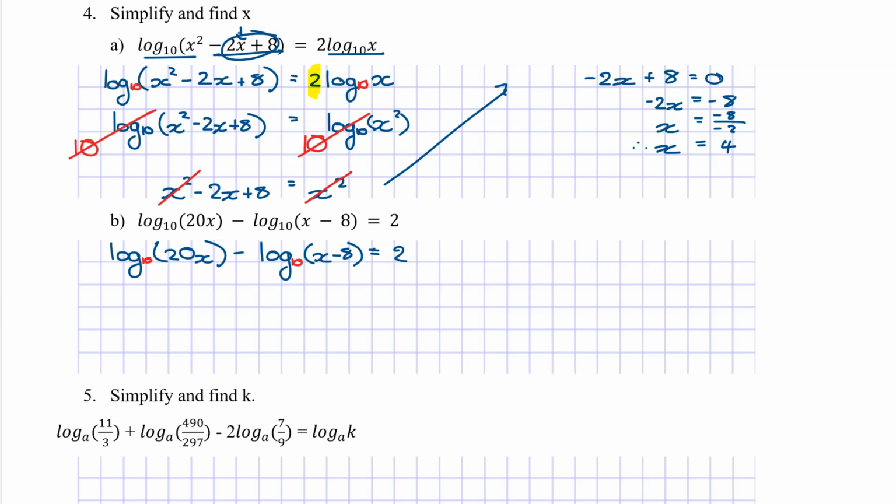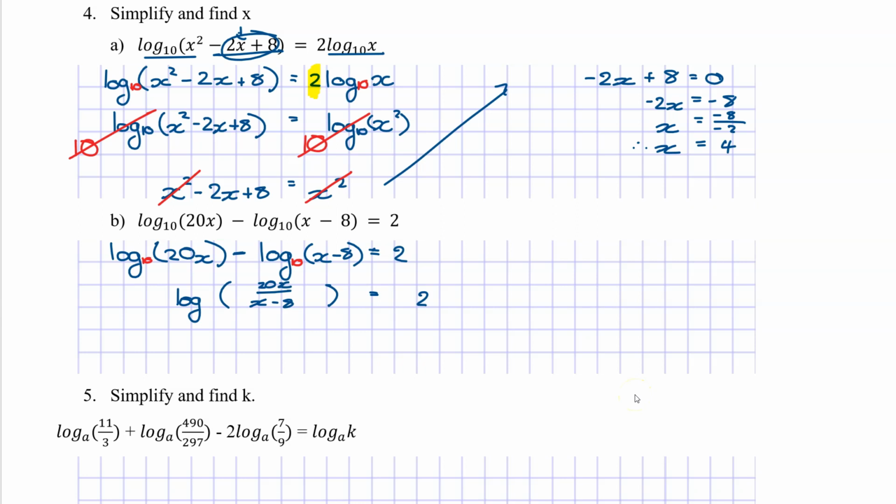So the best thing, in my opinion, to do is I like to write everything as a single term expression on both sides of the equation, and the way in which we can do that is I'm going to use my logarithm law number 5 to rewrite the 20x divided by x minus 8 because of this negative there. So doing that, I'm going to write log.